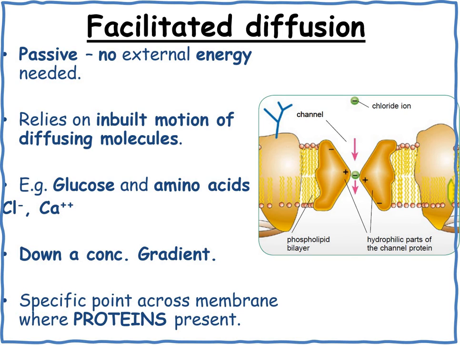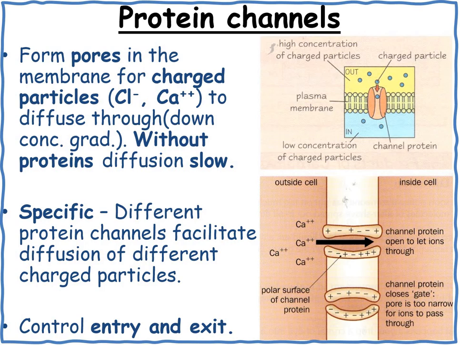And there are specific points across the membrane where proteins are present, some of which can form protein channels which form pores in the membrane for charged particles to pass, like chlorine or calcium, to diffuse through down their concentration gradient. And without these proteins, the diffusion would be very slow.